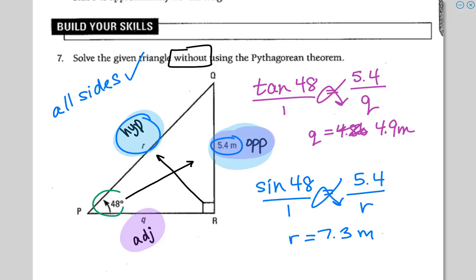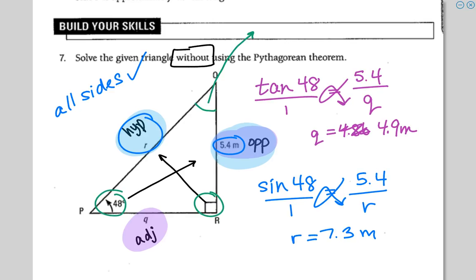So we got this angle is 48 and this angle is 90. So all we need to do is get this angle here up at the top. And to get that angle, you go 180, take away 90, take away 48, and you get 42 degrees for the angle Q.